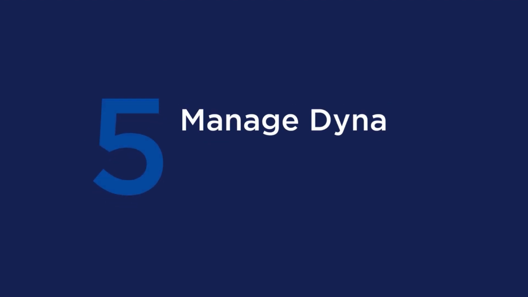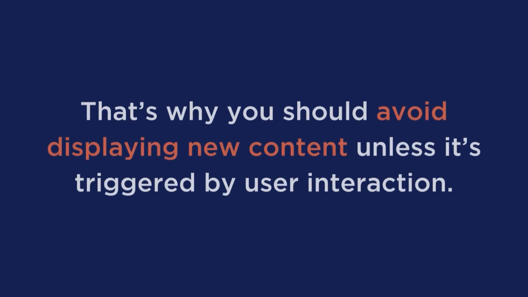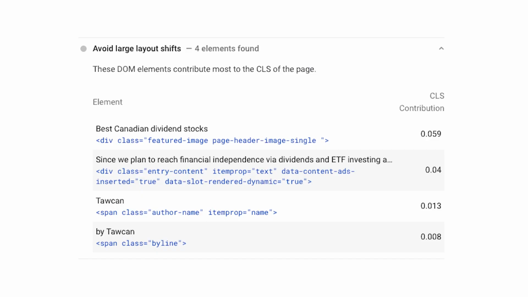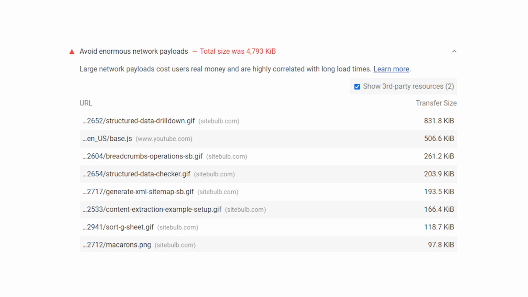Number 5 is to manage dynamic content. Dynamic content such as banners can also affect your CLS. This is why you should avoid displaying new content unless it's triggered by a user action. Once again, you can take advantage of the delayed JavaScript execution option provided by our plugin to control dynamic content above the fold. And by managing dynamic content, you'll take care of the following page speed recommendations. Avoid large layout shifts and avoid enormous network payloads.